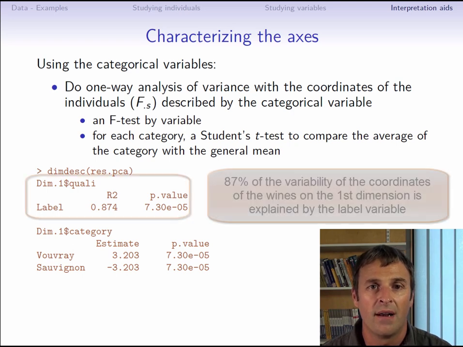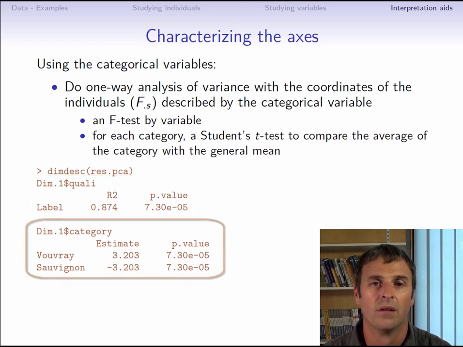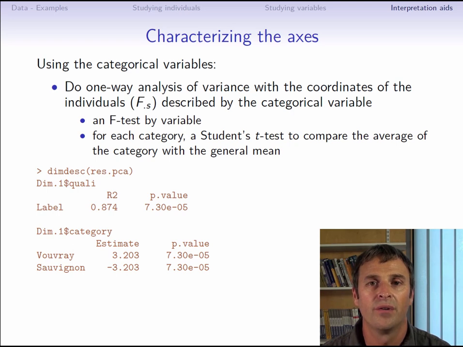For our variable label, the squared correlation ratio is 0.87, which means that 87% of the variance of the coordinates of individuals in the first dimension is explained by the variable label. And also, this is significant. We see also that the Vouvray have significantly positive coordinates in the first dimension, whereas the Sauvignon have significantly negative ones. These tips for interpreting data are particularly useful for understanding components when we have a lot of variables.